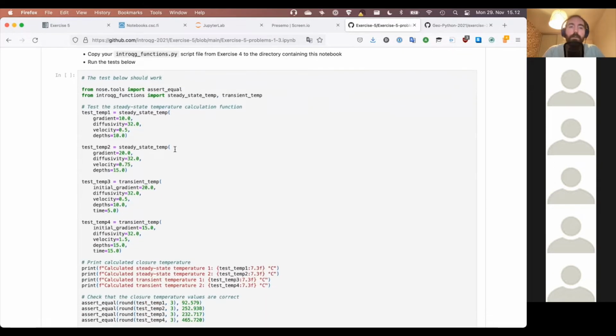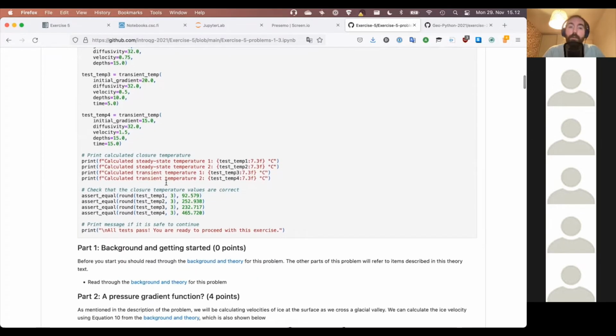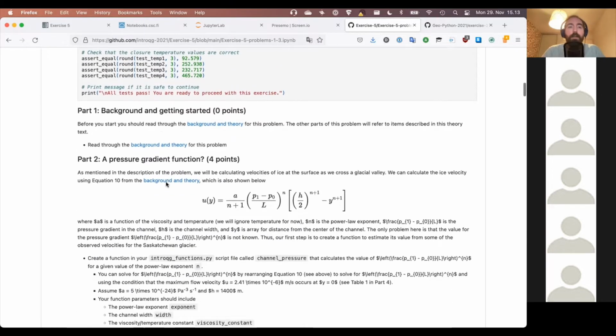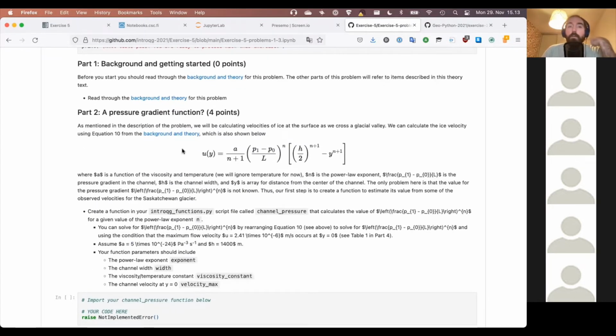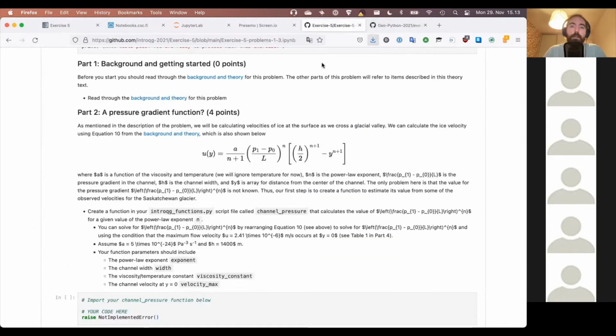And then you run this first test cell just to make sure your functions from the previous week are working properly. That's a good thing for us to know before we get started, that the functions you have from the last time are working okay. Once you've done that, you can go into part 1, which is essentially just to take a look at that background and theory document that I already showed you before we took the break. So you can go there, have a look. This link should hopefully open that up. Yes, it does.